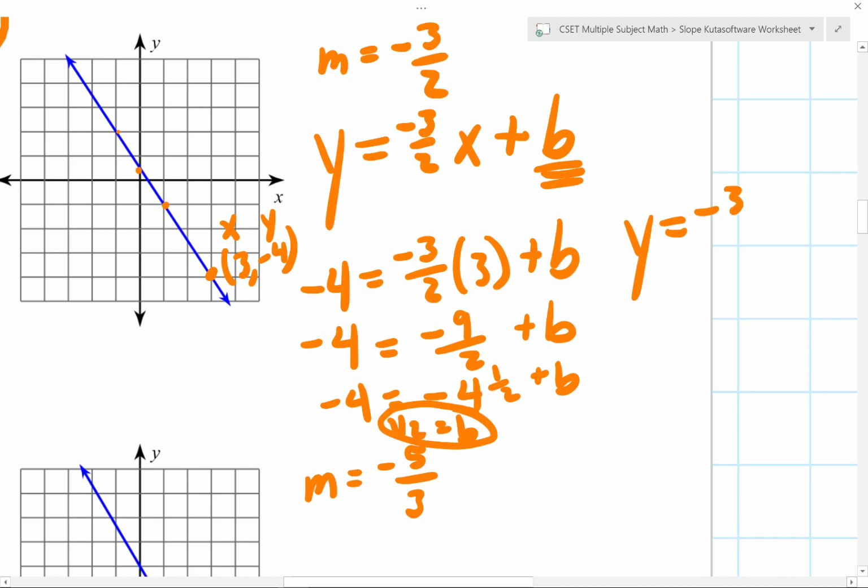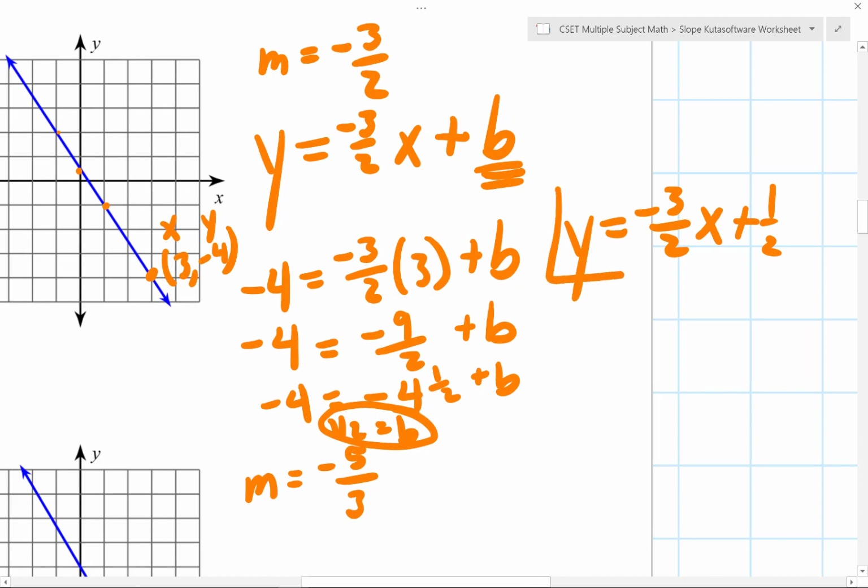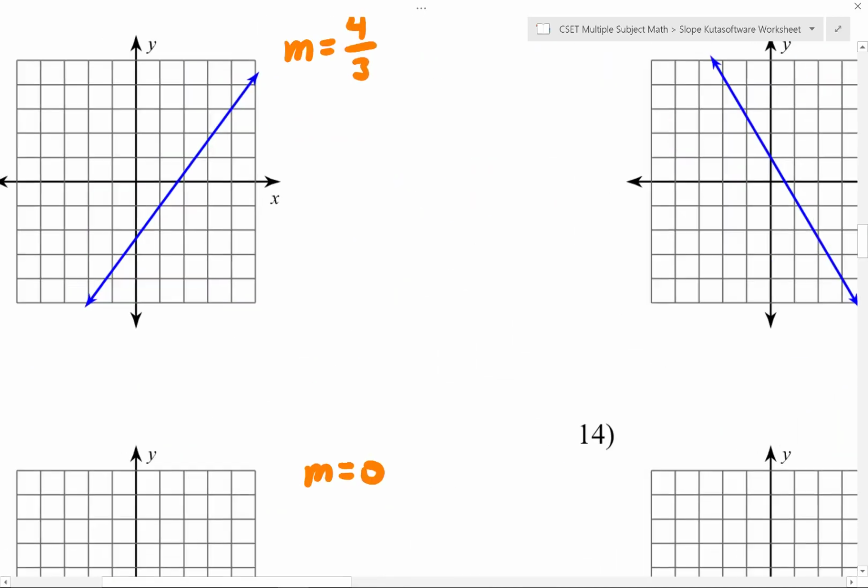Y equals mx plus b. Oops, sorry, that got all over the place. So y equals negative 3/2 x plus a half. Check. All right, next one should be better.